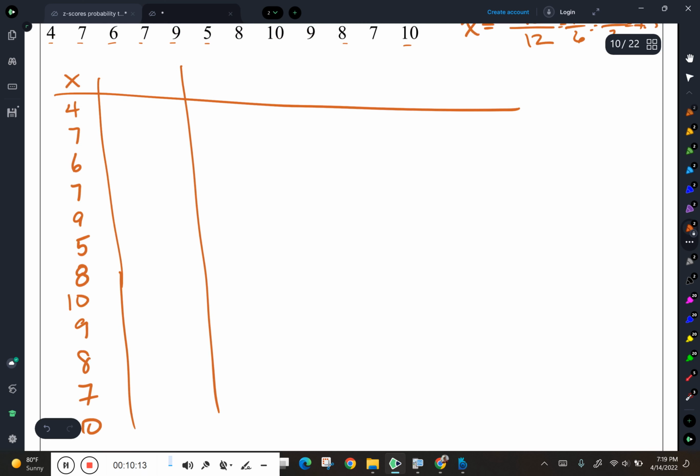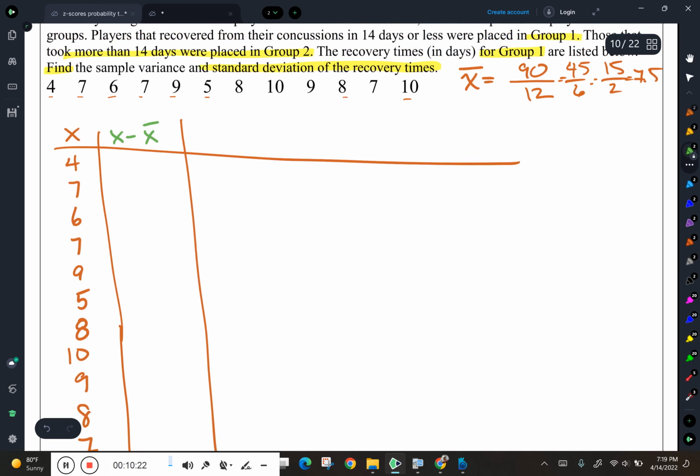Now I'm going to make a column for all of my deviations, that is all of my x's minus my mean. So I'm going to take every single one of those and subtract off my mean. Just remember, my mean, which we already calculated, was 7.5. So 4 minus 7.5 is a negative 3.5. 7 minus 7.5 is a negative 0.5. 6 minus 7.5 is negative 1.5. 7 is negative 0.5. 9 minus 7.5 is 1.5.